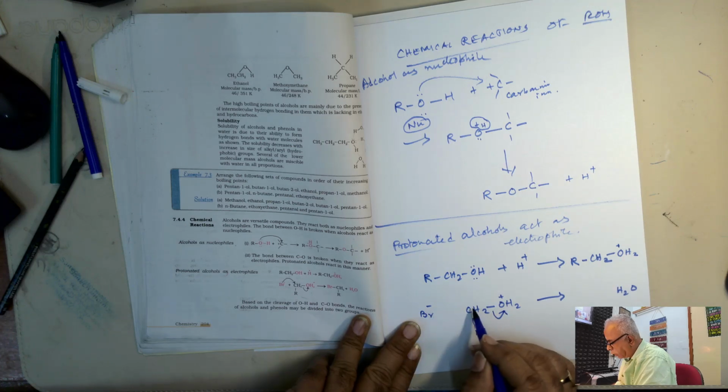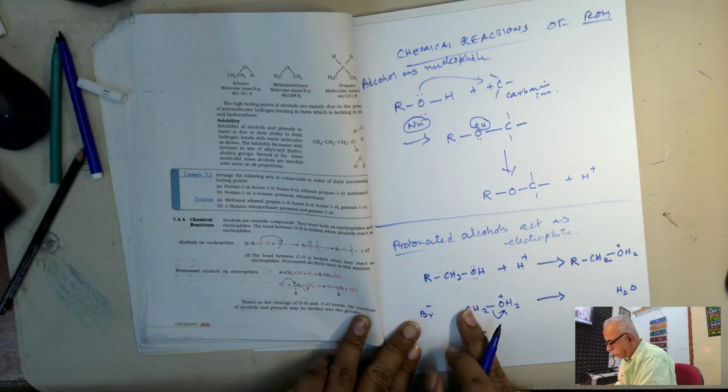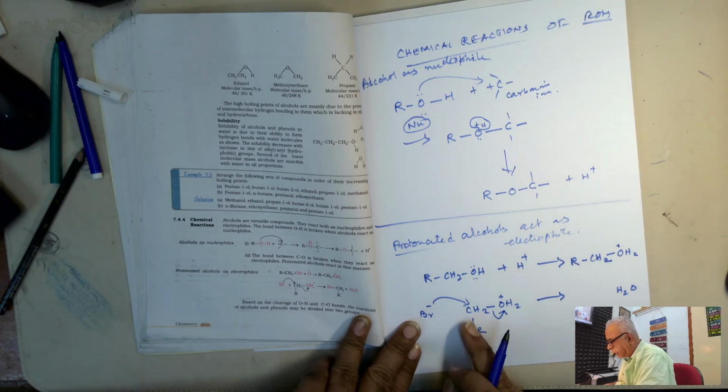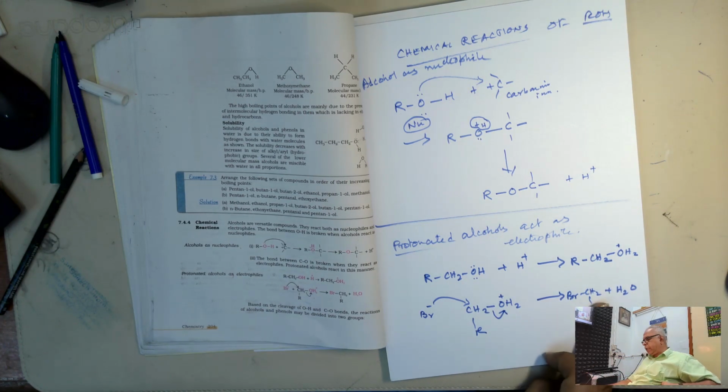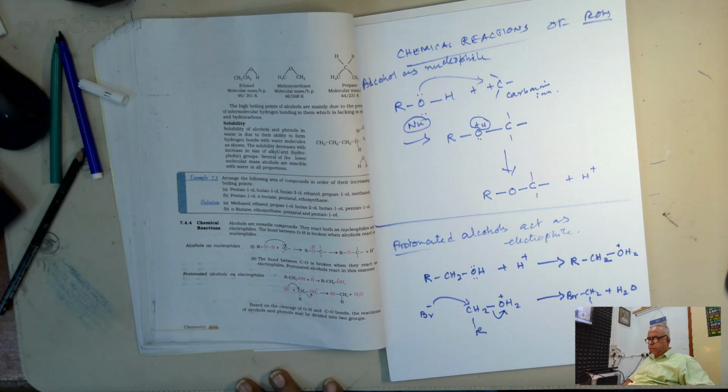And what happens? When it goes here, this becomes plus. When it becomes partially plus, it will attack here, and that is why it acts as an electrophile. Are you able to understand this? So you are able to get Br, CH2 and R, plus H2O. So you are able to get a brominated compound here.